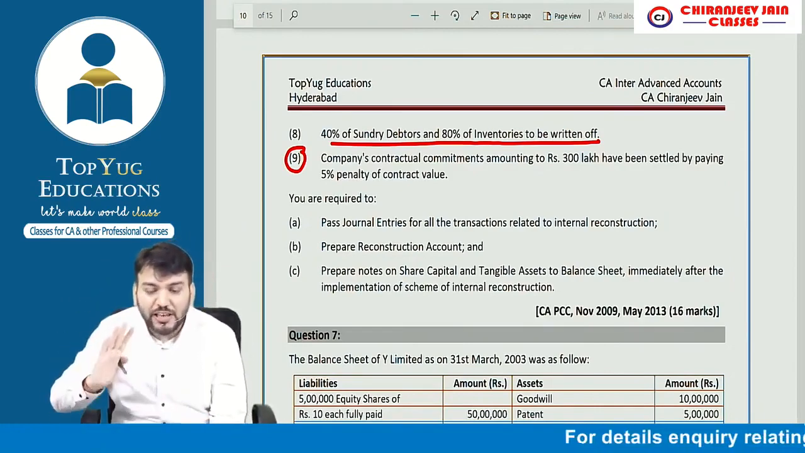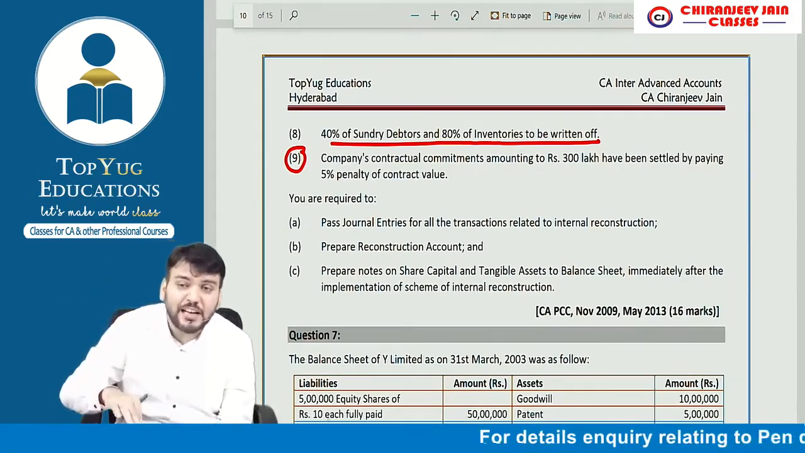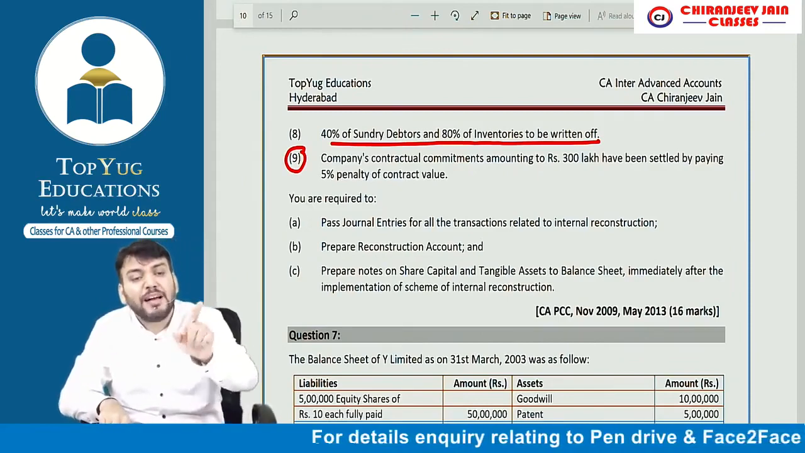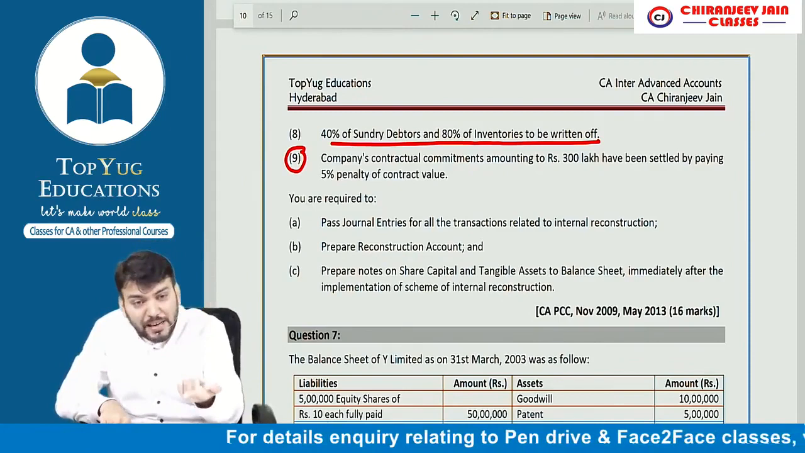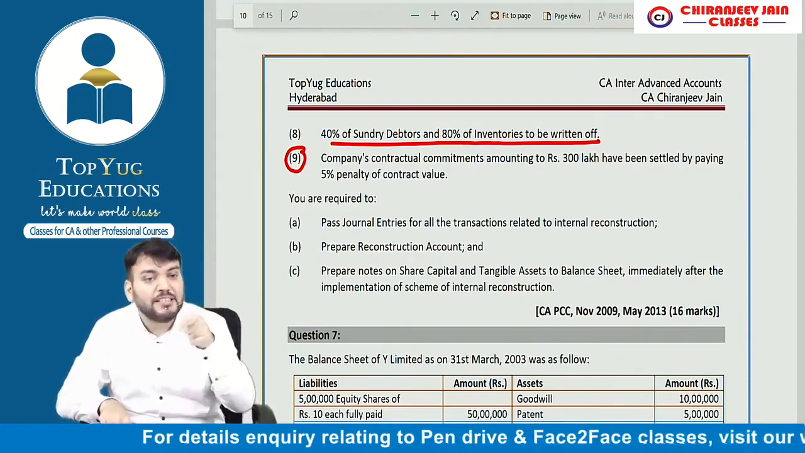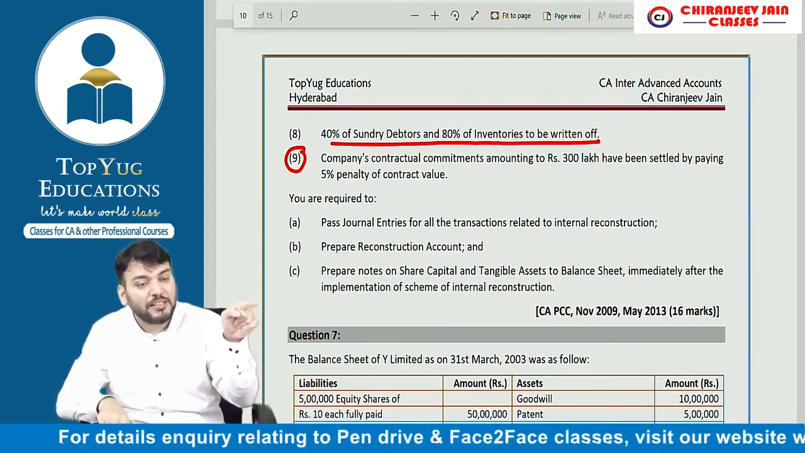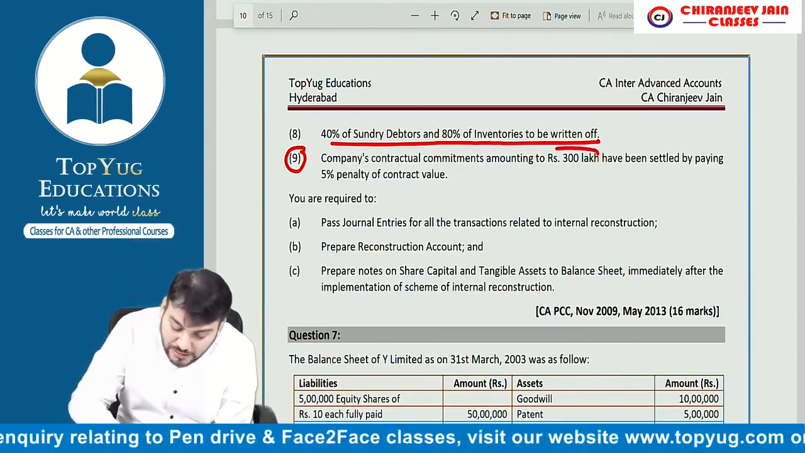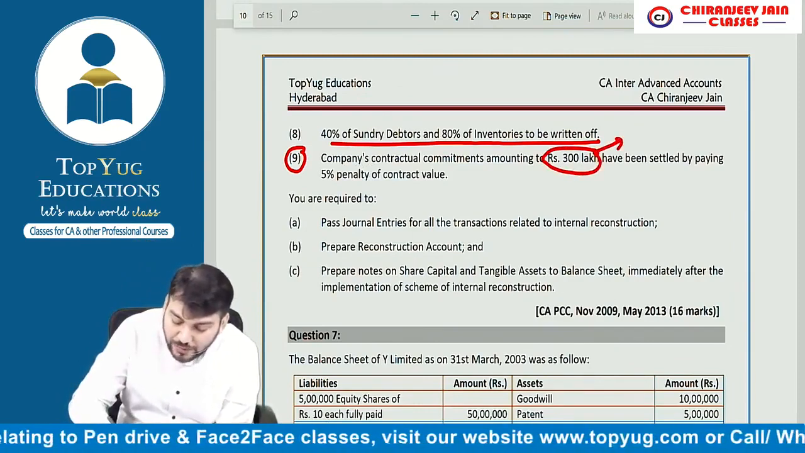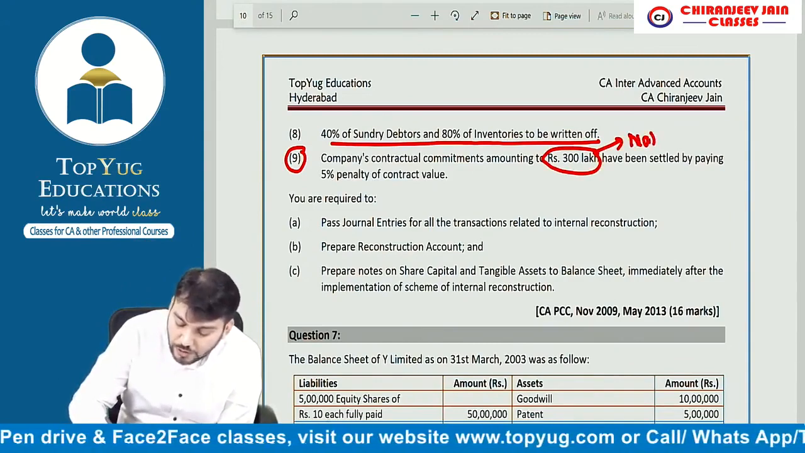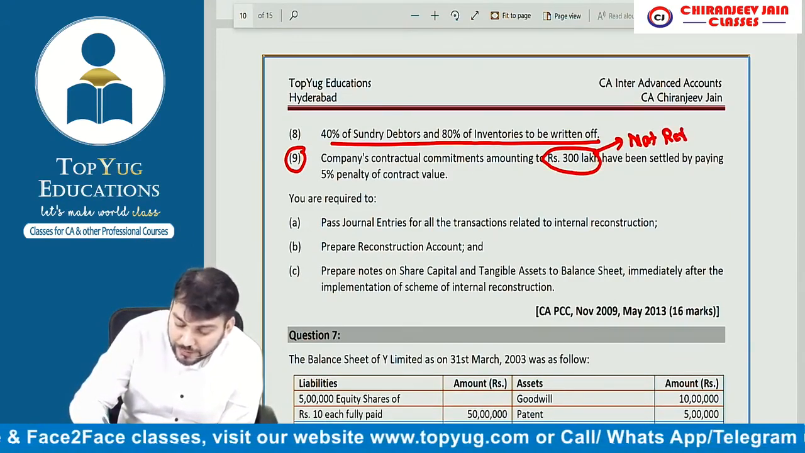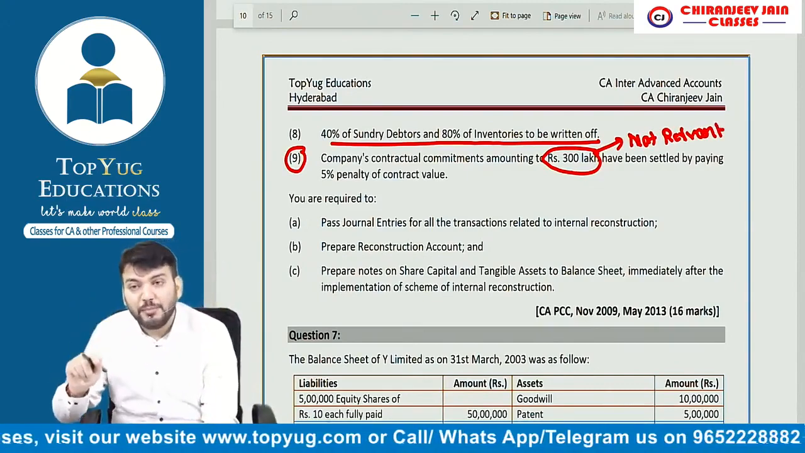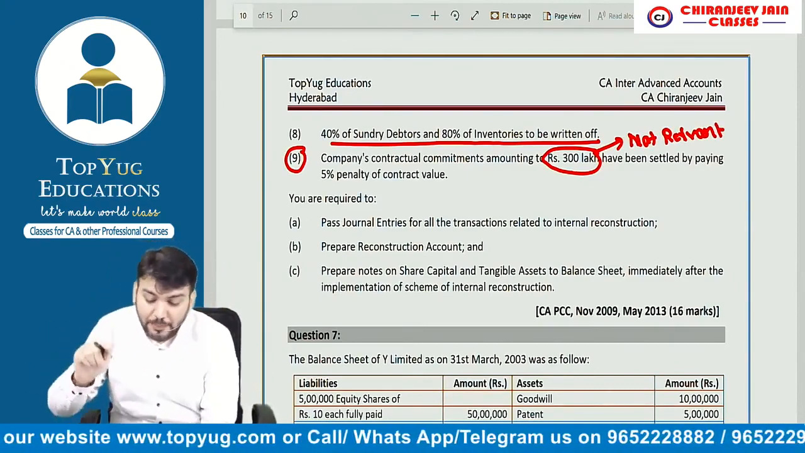So right now I am teaching you CA inter and right now I am cancelling that contract. So when I am cancelling that contract, it may be that I need to pay some penalty to you. So when I am paying a penalty, can I say that is my expense, and that expense needs to be charged to capital reduction account. So remember here that the contractual commitment of this amount is not relevant. Not relevant. Correct?